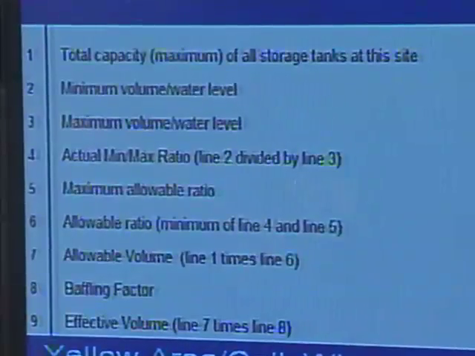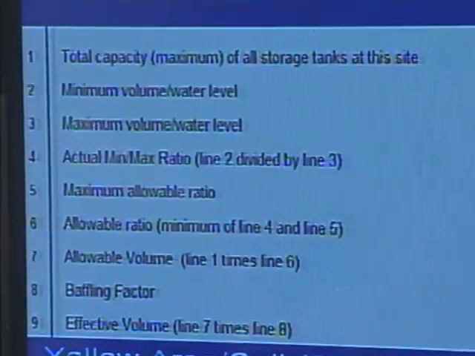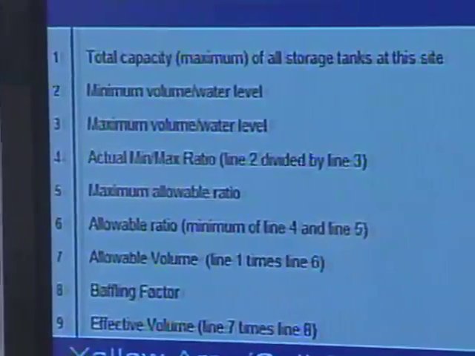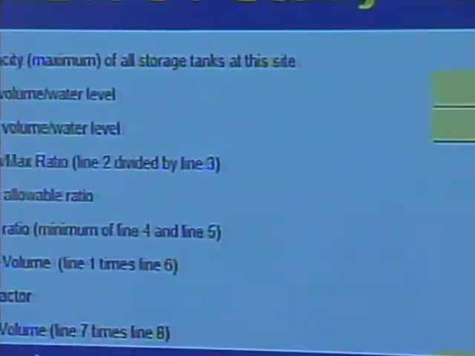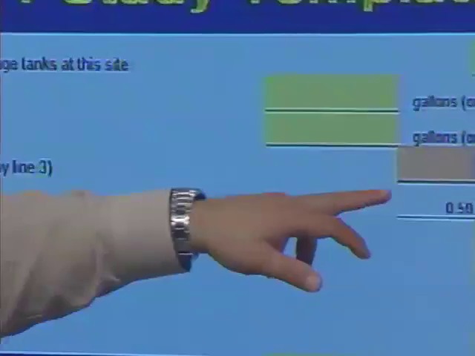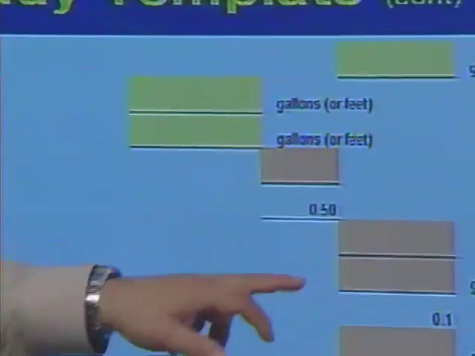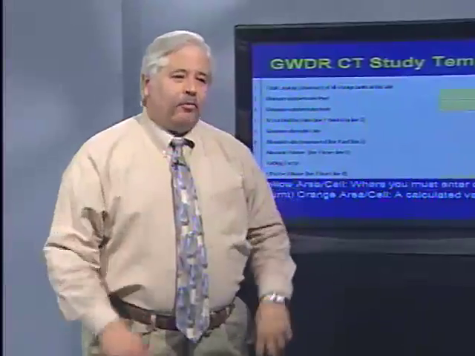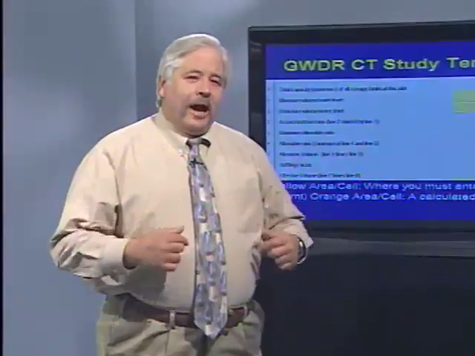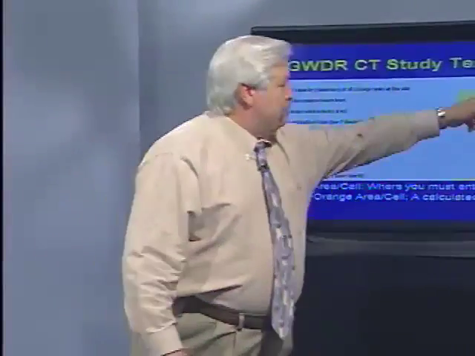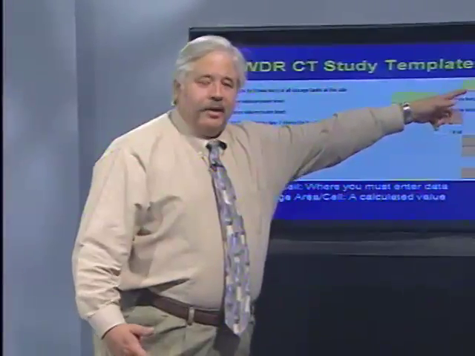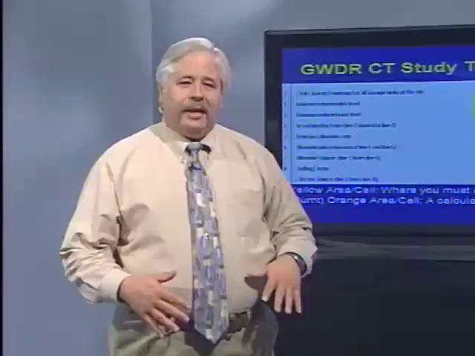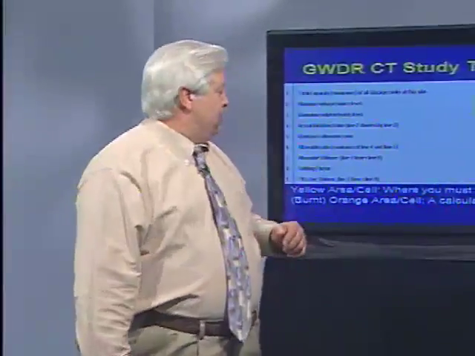However, there are plants that don't have quite as much storage capacity as other facilities, and so they will draw their tank down lower during periods of peak consumption. So we give you credit for the lesser of those two values, and it puts the value in line 6, which is the allowable ratio. To calculate the allowable volume, we just multiply the maximum volume you can have in the tank by the allowable ratio, and it gives you the allowable volume.